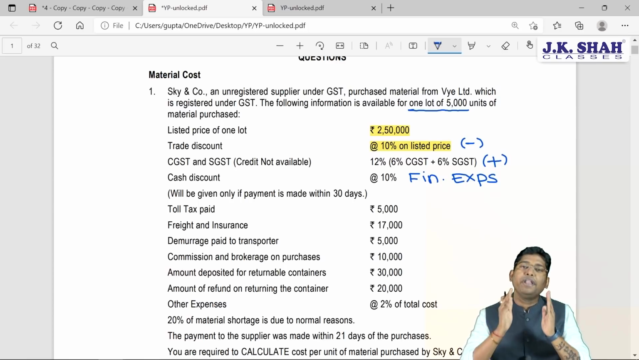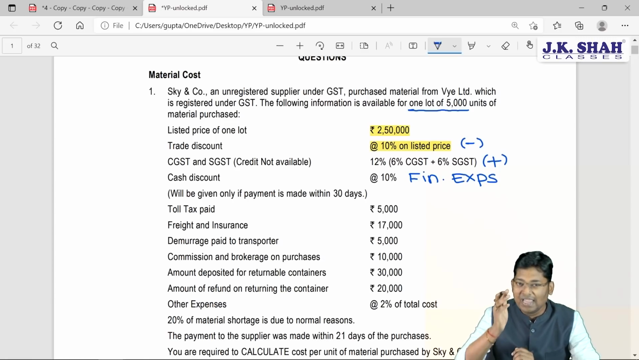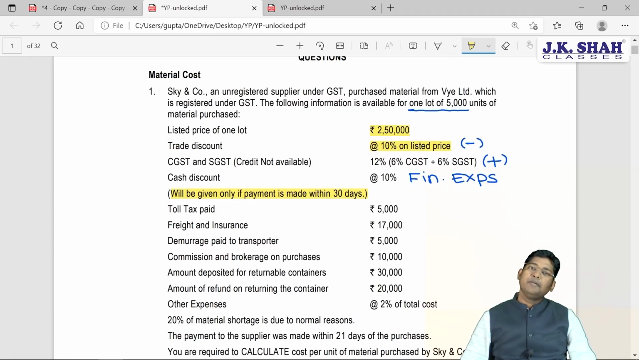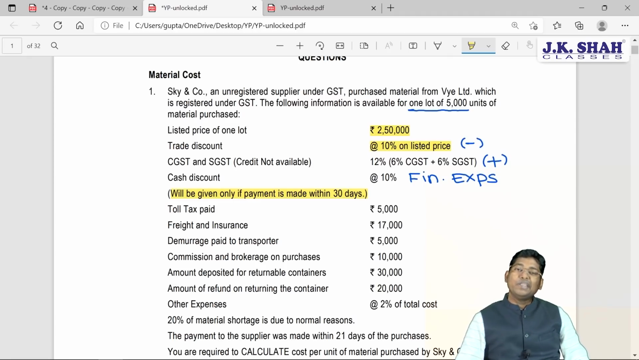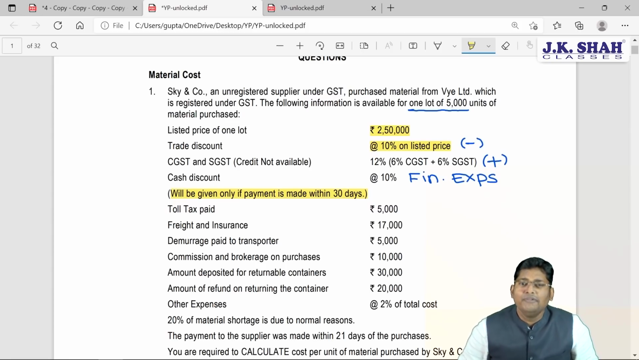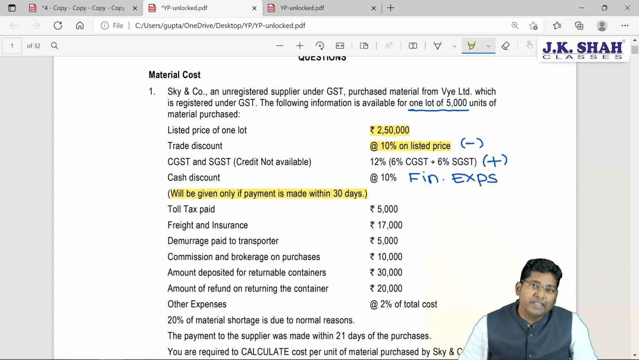So here, according to the given solution by the institute, this cash discount we are not going to reckon while calculating the cost of the material purchase because it is assumed as financial expenses. See, now here one important point is given. It will be given only if payment is made within 30 days. If you are making payment of all these purchases within the period of 30 days, only this particular discount is available with you. We need to check whether we have paid this amount within 30 days or beyond 30 days credit period we have taken. So accordingly we will be giving the effect.